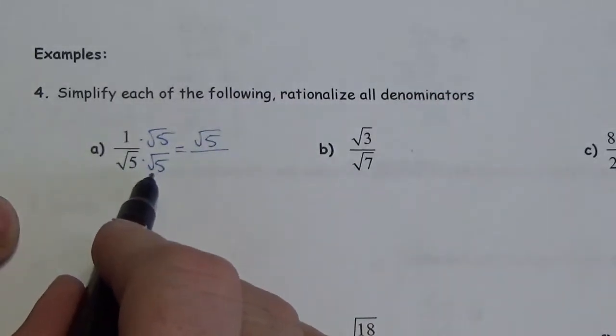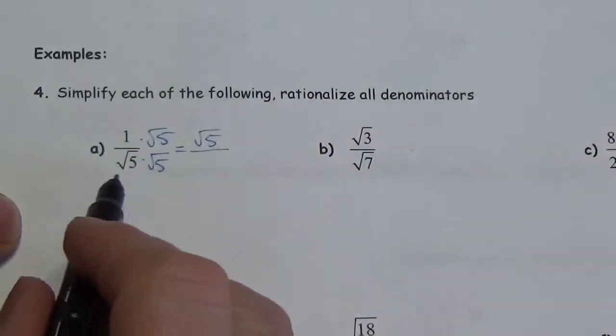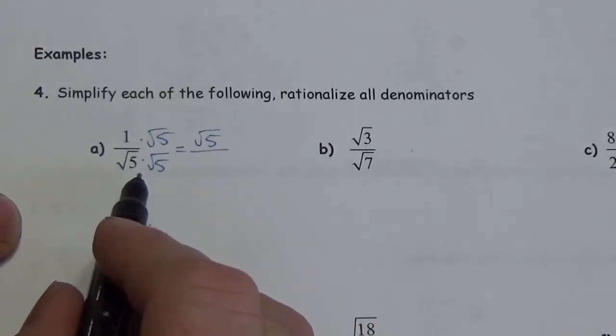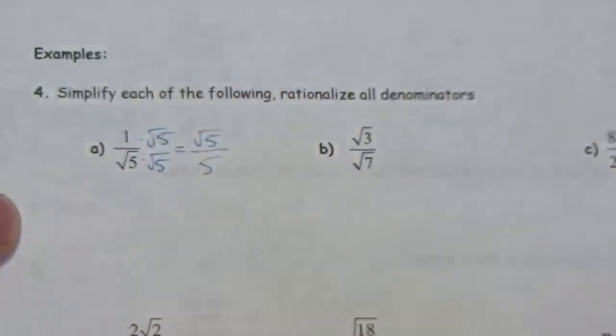And root 5 times root 5, well, you can do this a couple of different ways if you want to. You can think of this as now the square root of 25. But regardless of how you come at it, it's still going to be just 5.